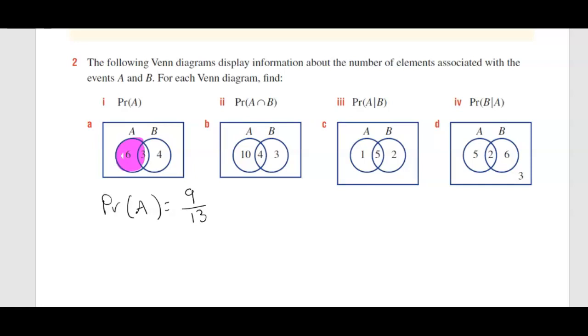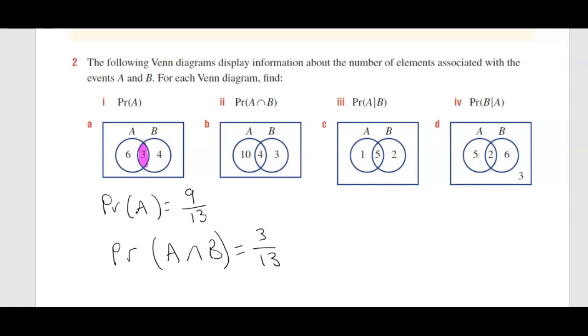All right, so the next one. I'm going to rub that out because otherwise it's going to get very messy. We want the probability of A and B. So we want this intersection part here. So the probability of A and B is 3 over a total of 13.